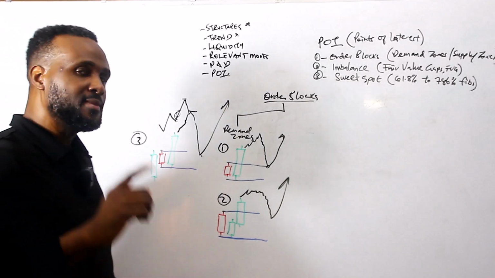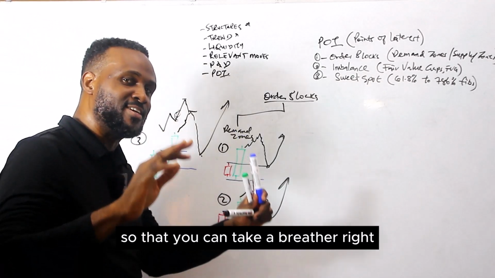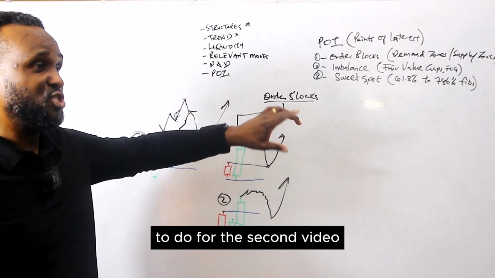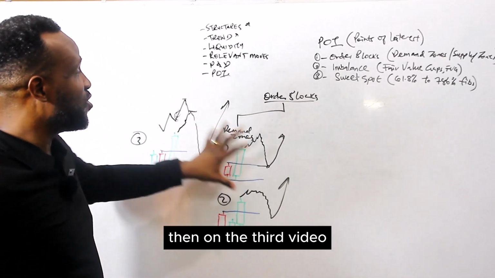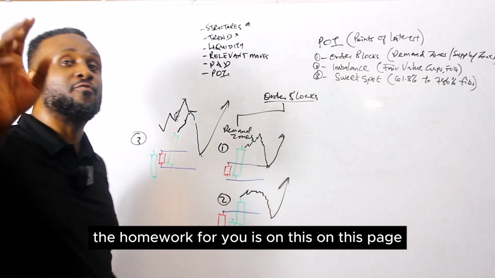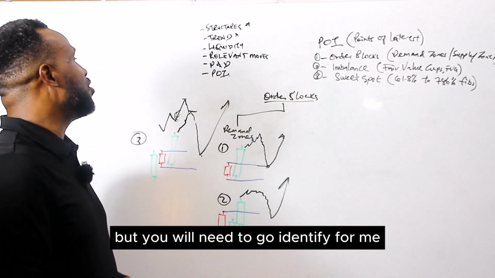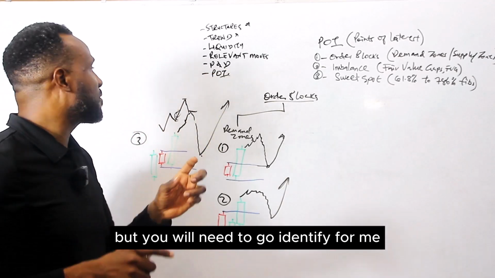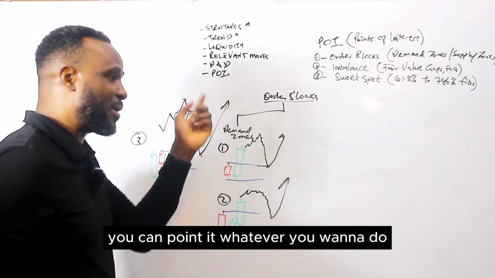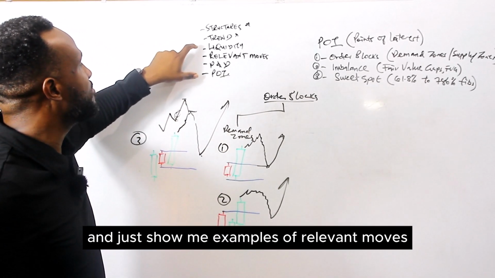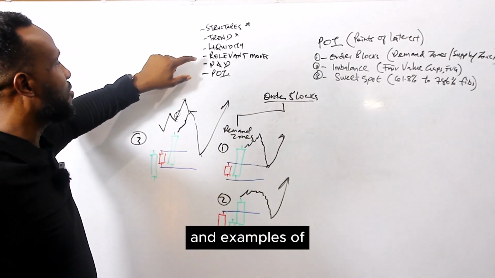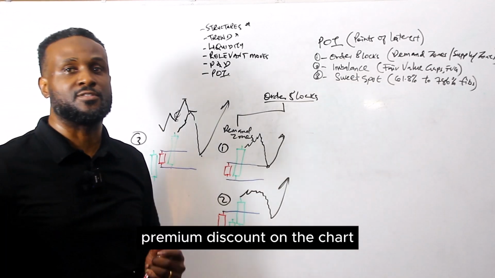I'm going to end this video here so that you can take a breather, right? And I'm going to give you some homework to do for this second video. Then on the third video, I'll carry on with the other side of the order blocks. So what's the homework? The homework is on this page, but you will need to go and identify on your chart. You can draw it out, you can sketch it, you can point it out, whatever you want to do. Just show me examples of relevant moves and examples of premium and discount on the chart.